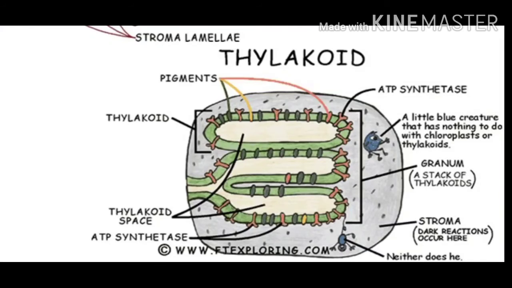So here you can clearly see a single structure of a thylakoid and a stack of thylakoids forming a granum, and the surrounding liquid portion is called the stroma.